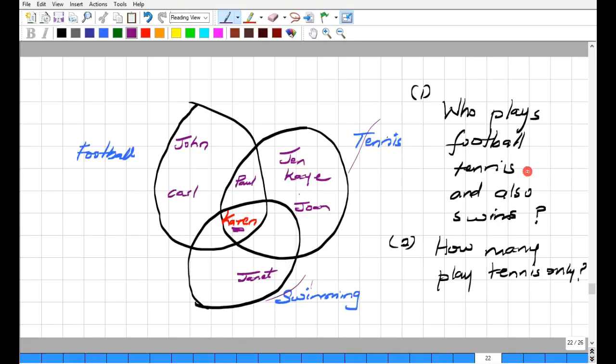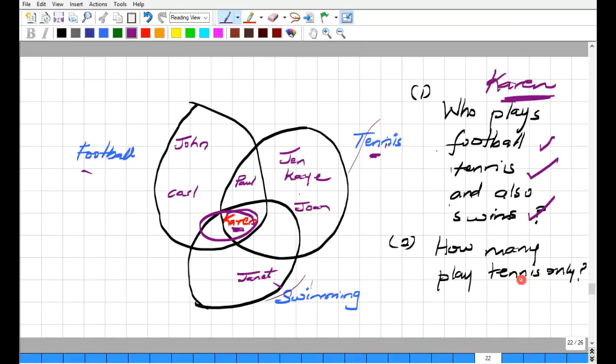So for number 1, no. Who plays football, tennis, and also swims? So we're looking at Karen because Karen plays both tennis and swims and plays football. So Karen is the intersection of all 3 sets here. The person must play football, must play tennis, and must swim. So tennis, yes. Swimming, yes. Football, yes. Our answer would be Karen.